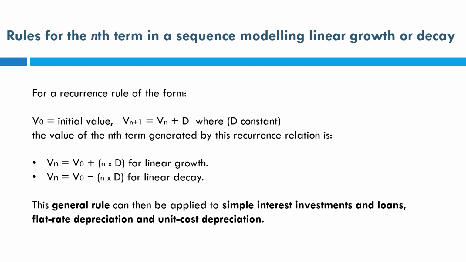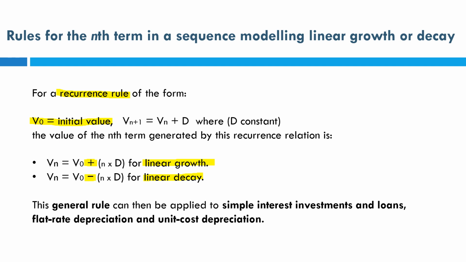Just recapping that, we have a recurrence rule in the form V0 equals our initial value, our starting point. Vn plus 1 is the term that we wish to generate from the previous term, which was Vn, plus D, where D in this case is our constant. For linear growth, we are going to be adding D each time. For linear decay, we are going to be taking away D each time for however many terms we need.